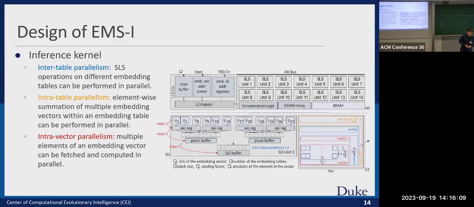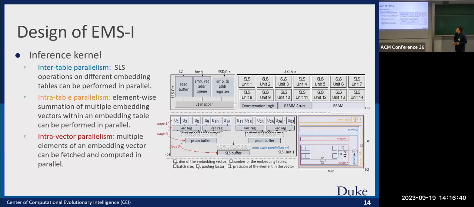And lastly, we also have an inference kernel that fully utilizes the parallelism of those executions. We have three levels of parallelism. First is the inter-table parallelism, because we have multiple tables for the embedding lookup process, and we can calculate all these tables together. And the second is the intra-table parallelism, where the element-wise summation of multiple embedding vectors can be performed together using a tree-like structure.